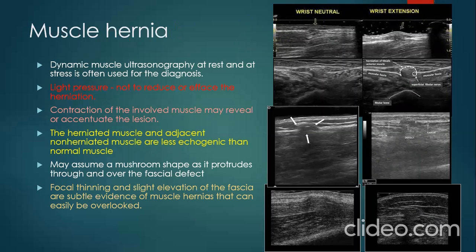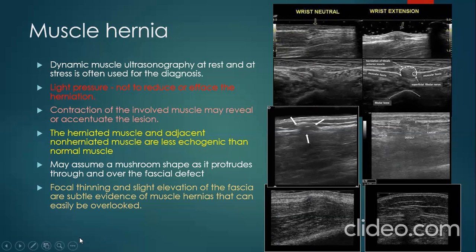And when you're examining your patient, it is preferred that you use light pressure so that you do not reduce the hernia. And as you notice in most of these pictures, these hernias are very small. So if you put any pressure on them, you're going to reduce them, and you won't pick them up, you will miss them. So just use light pressure. And sometimes contraction of the involved muscle actually helps you to reveal the lesion or accentuate it.